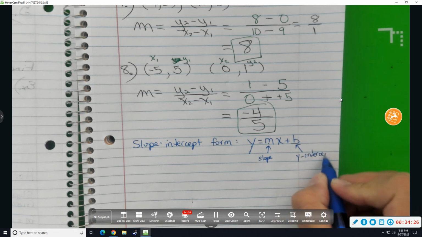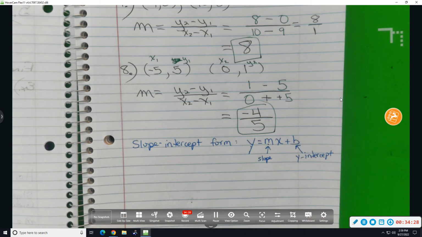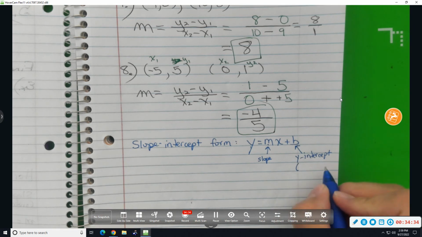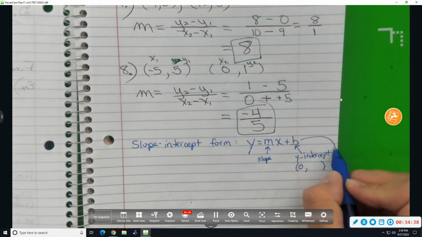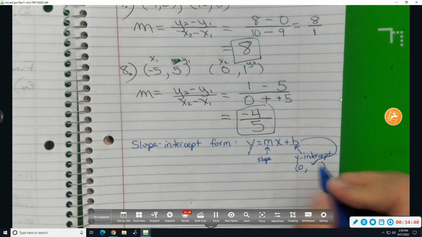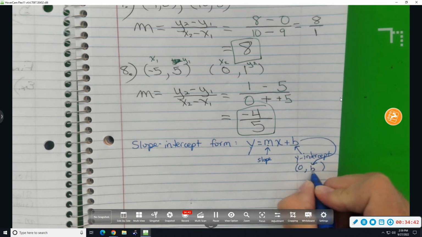It's not the actual y-intercept. The y-intercept is an ordered pair, of the form (0, b). Oops, that's an error, b.